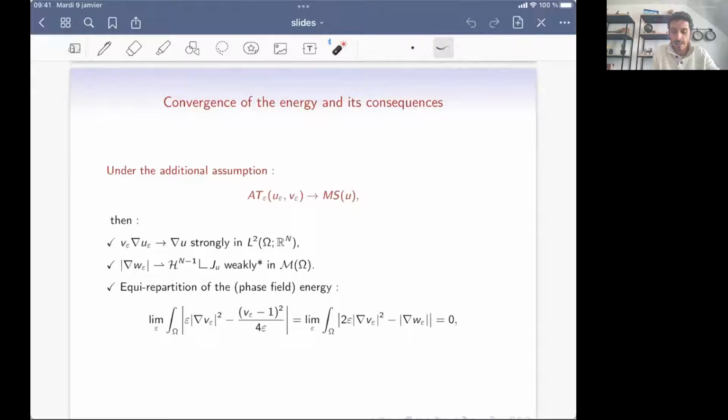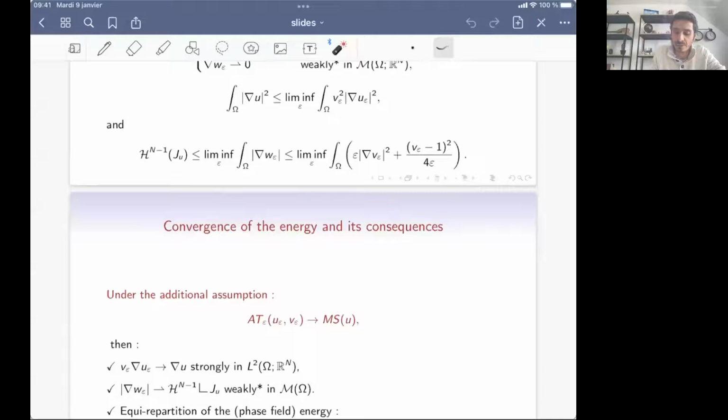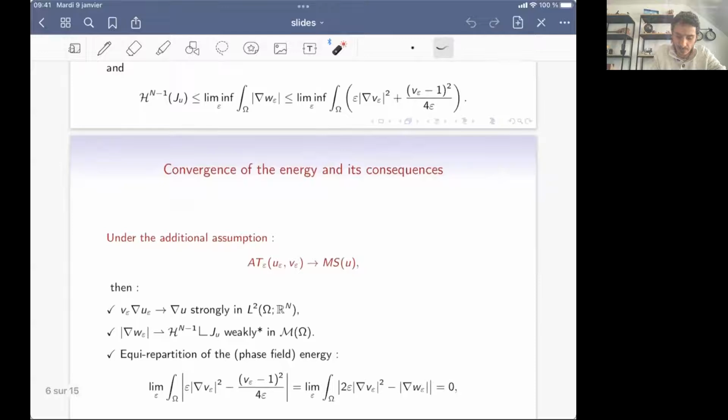And finally, there is also a last property which is reminiscent in all these kinds of critical point convergence problems, which is the so-called equipartition of the energy. So in the phase field energy, you have two terms which are written here and here. And the equipartition of energy tells you that both terms have essentially the same limit. So this is what we say here: epsilon grad v squared minus the other term tends to 0 in L1. So both terms have the same weight, essentially.